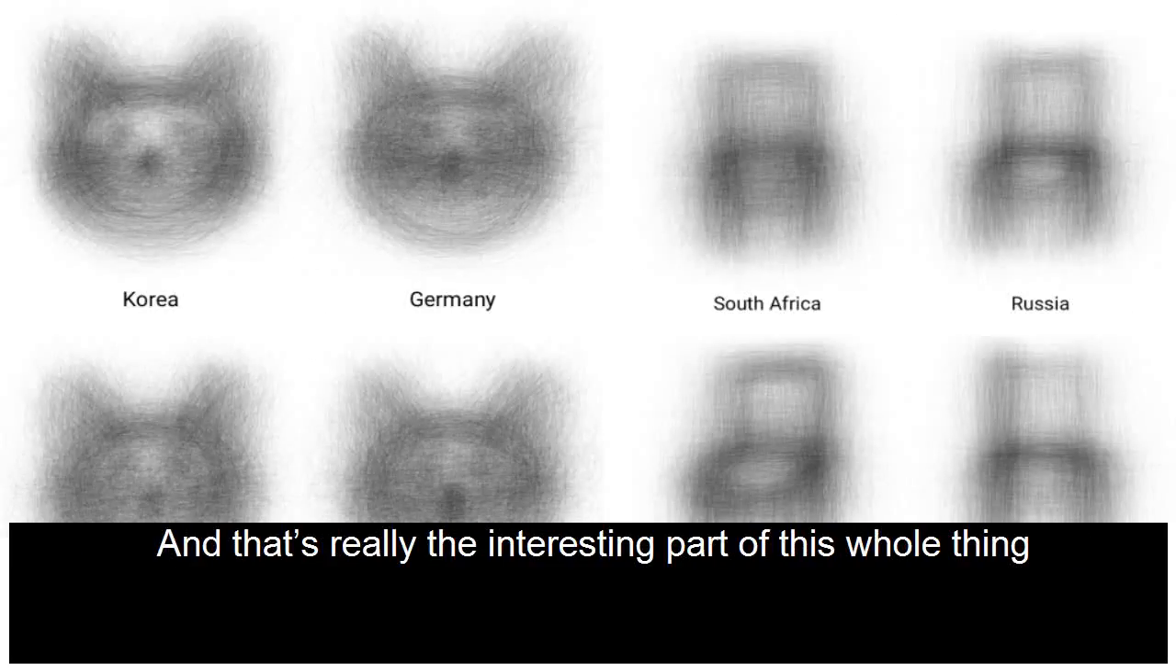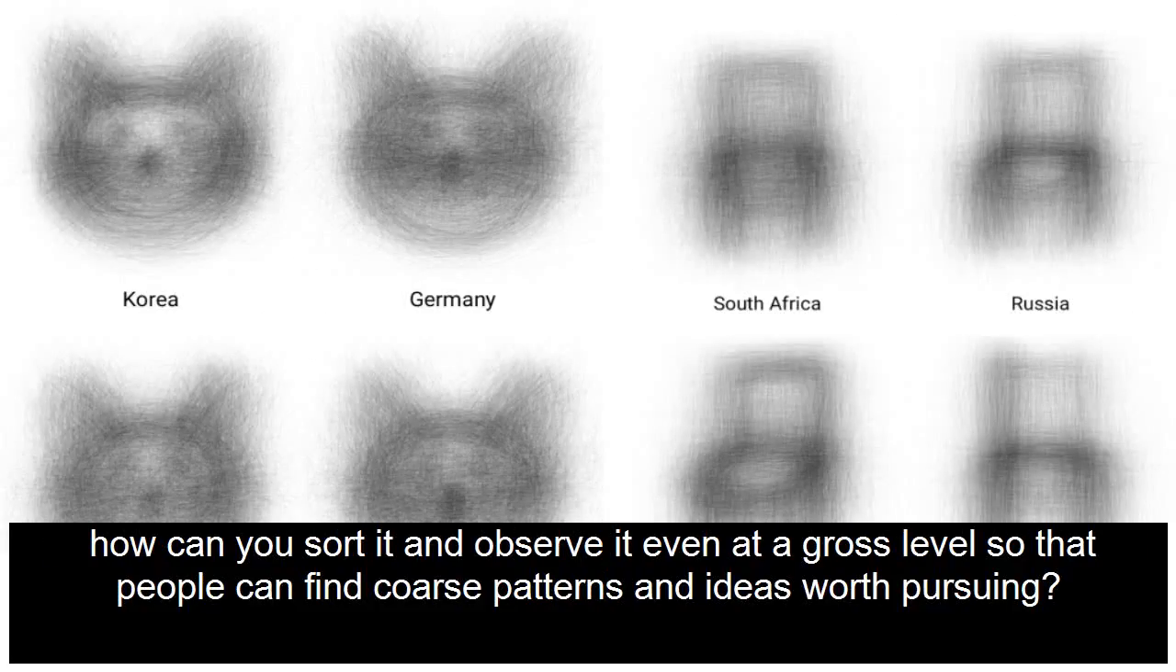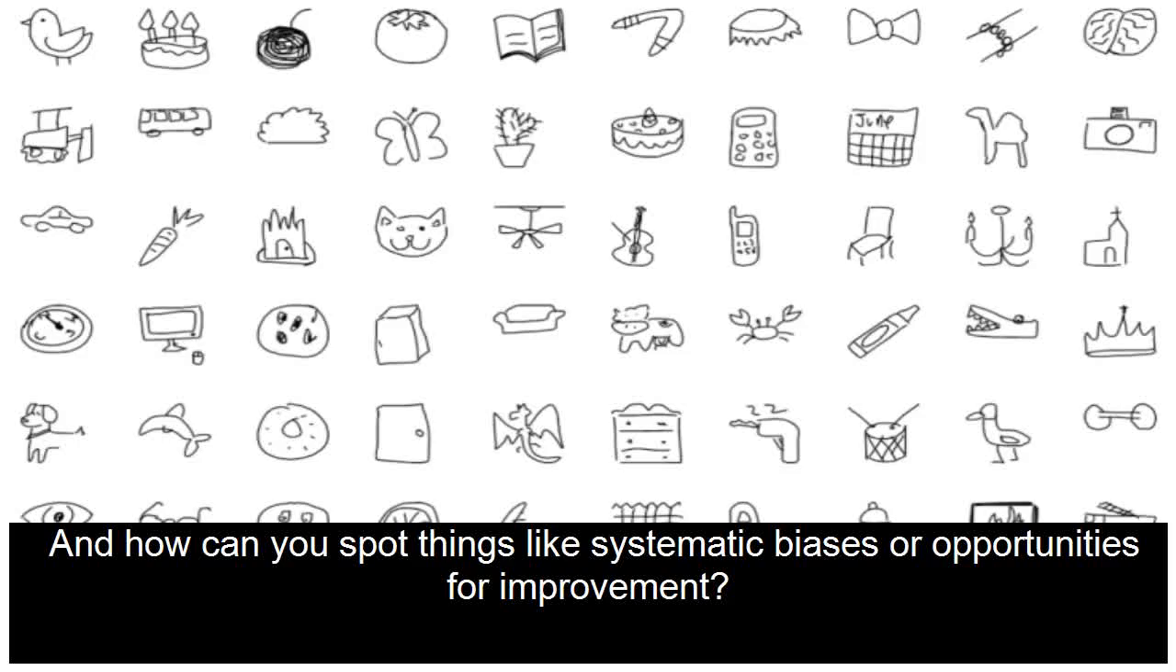And that's really the interesting part of this whole thing. When you have data sets this big, in the hundreds of millions of examples, how can you sort it and observe it even at a gross level so that people can find coarse patterns and ideas worth pursuing? And how can you spot things like systematic biases or opportunities for improvement?